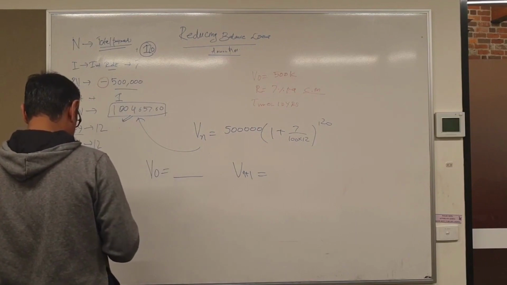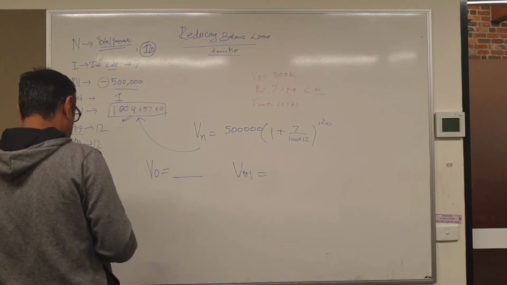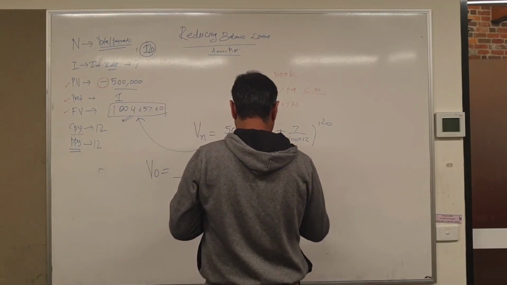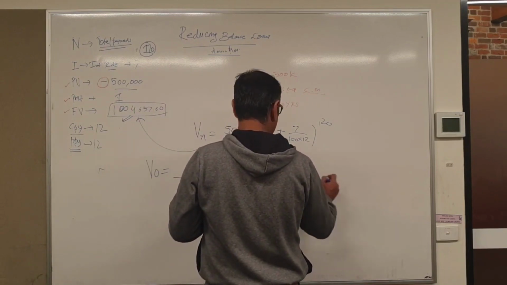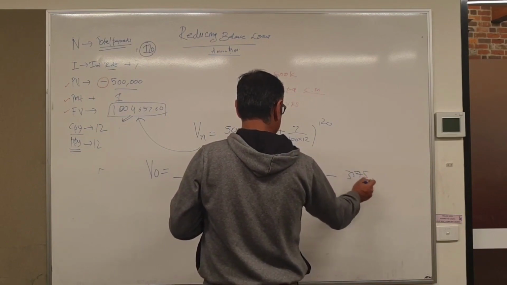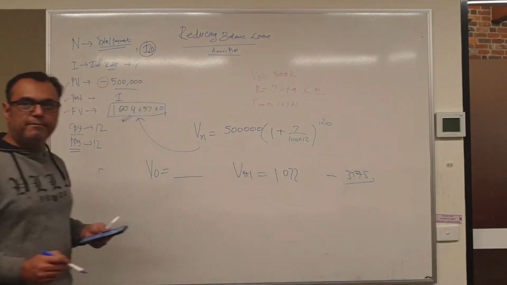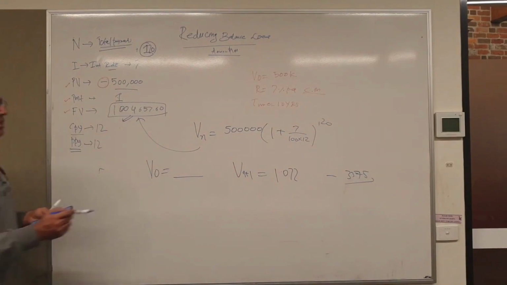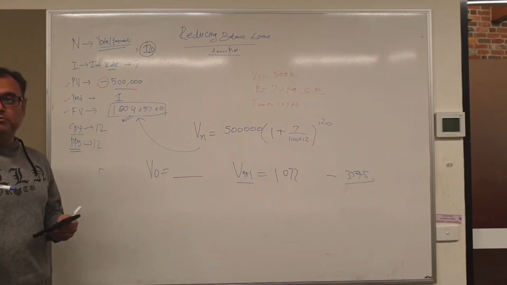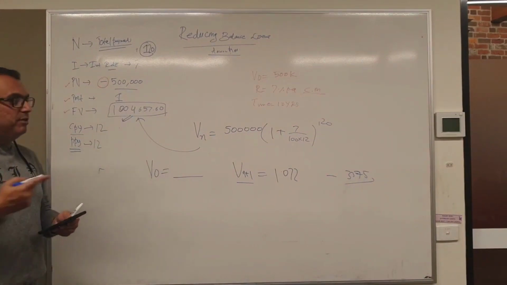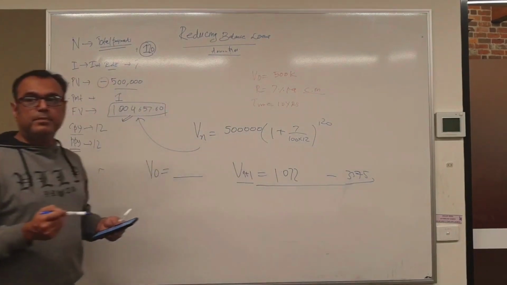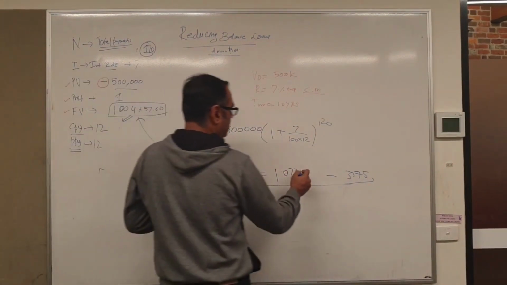1.072 minus 3375. Is this correct, Ethan? Are you missing something? This is the formula, the next term formula, the connection between n plus 1 and n. Where is Vn here? Vn comes here, times Vn.